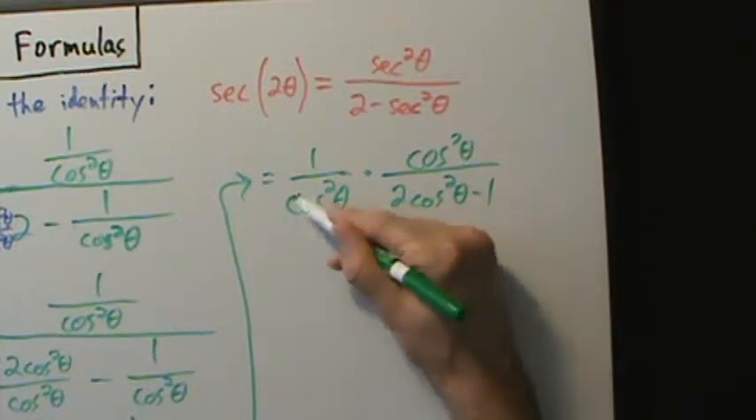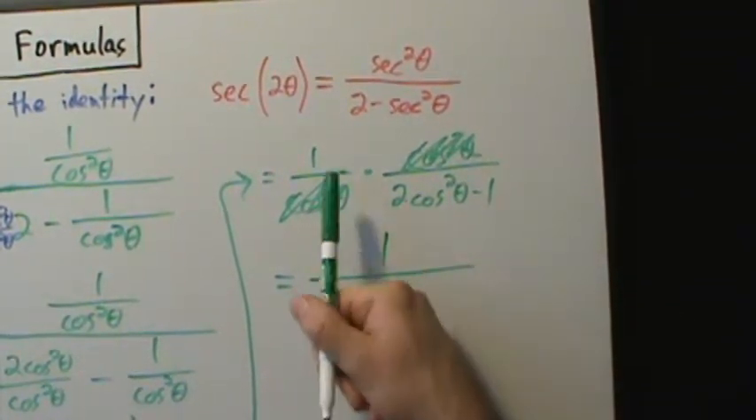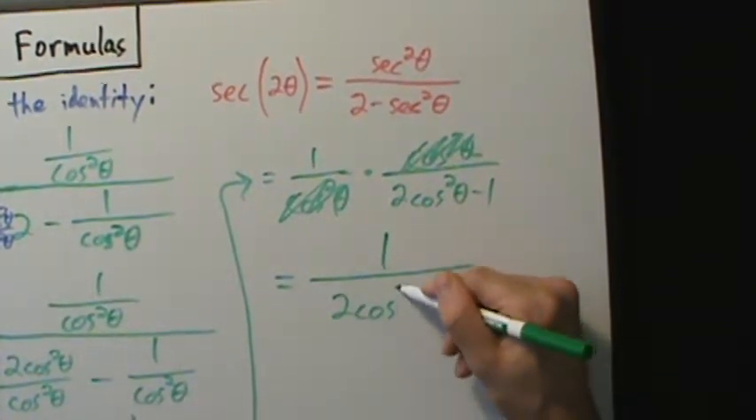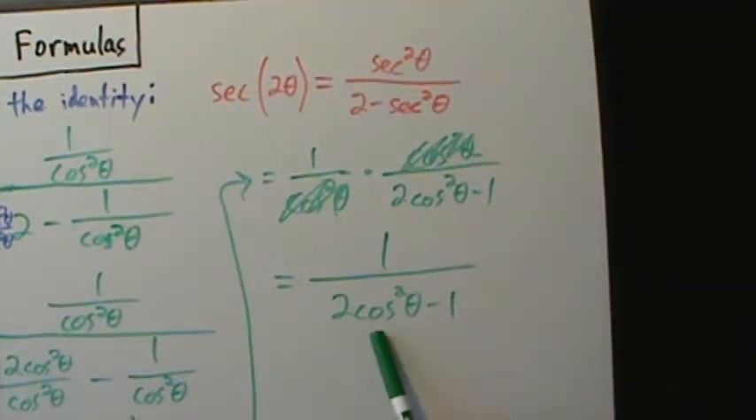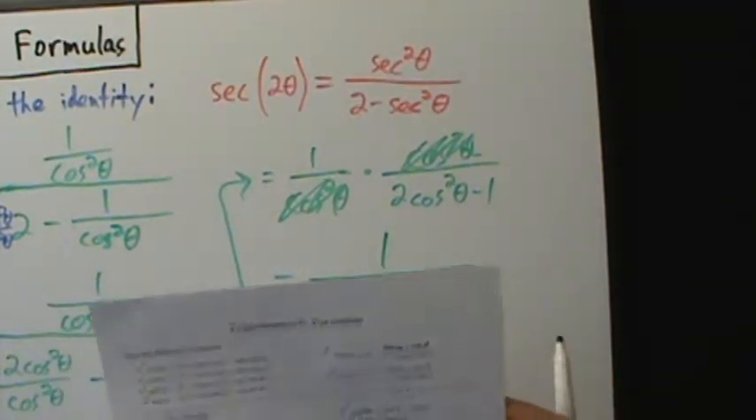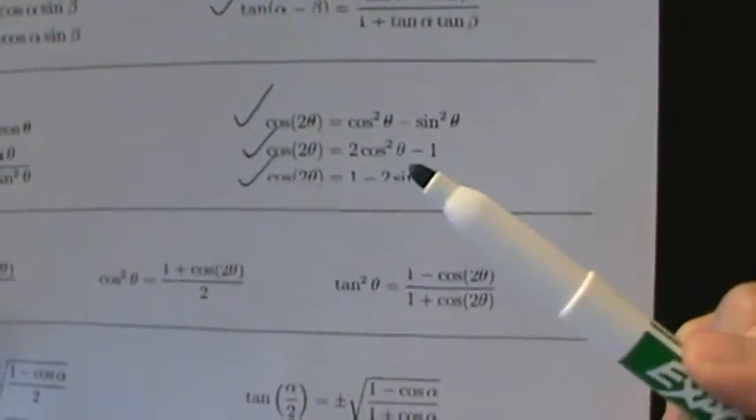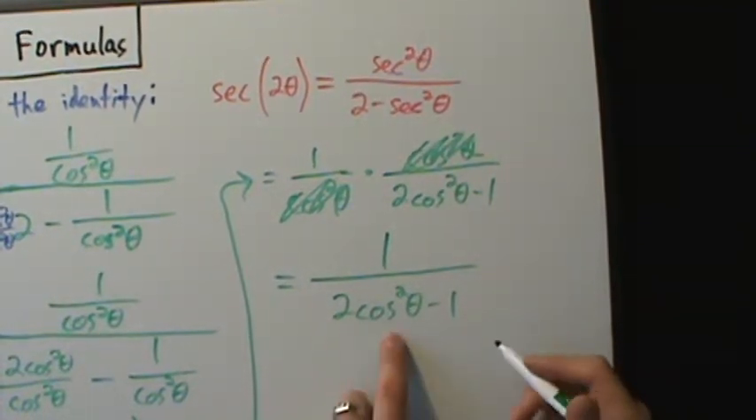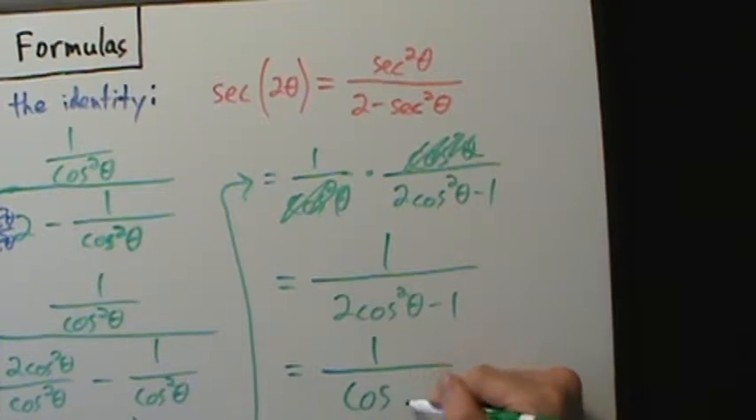Okay, so then cosine squared cancels with cosine squared, that's great. Then what we're left with is just 1 divided by 2 cosine squared of theta minus 1. Hopefully this looks a little familiar, but if we go back to our formula sheet, what we see is cosine of 2 theta equals 2 cosine squared of theta minus 1. So that's one of our double angle formulas for cosine. So 2 cosine squared of theta minus 1 is cosine of 2 theta. So this is 1 over cosine of 2 theta.